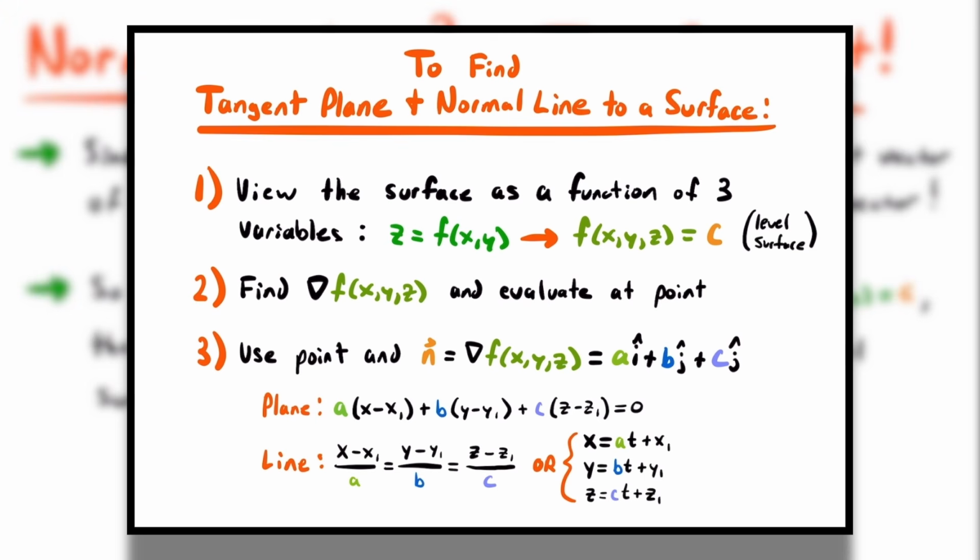Alright, and so that's it. We now know how to find a tangent plane at a point on a surface. And so what we're going to do next is look at these different processes in action.